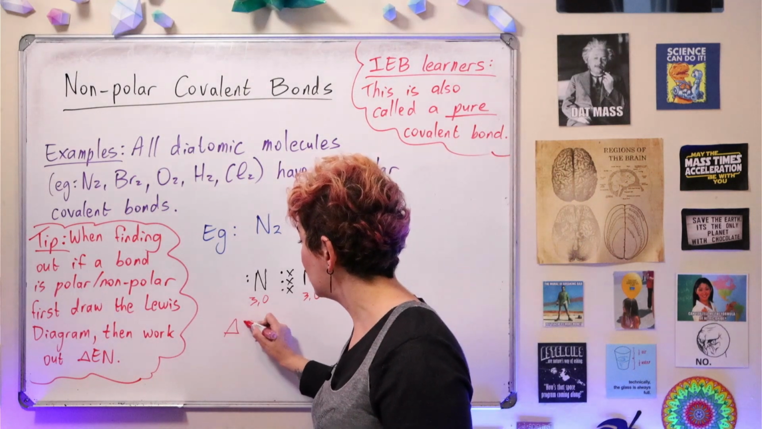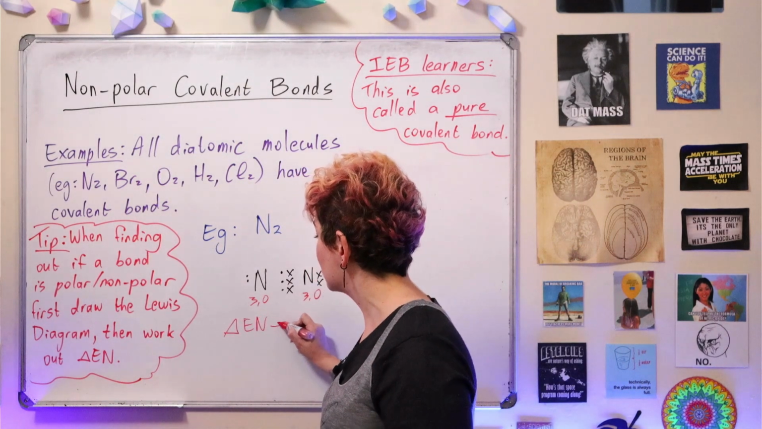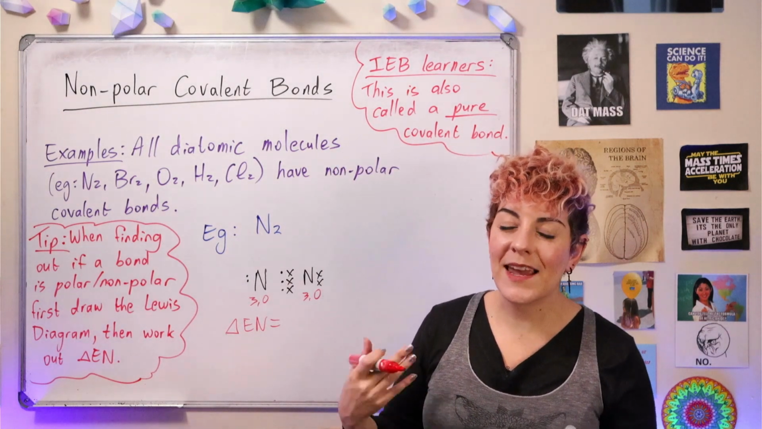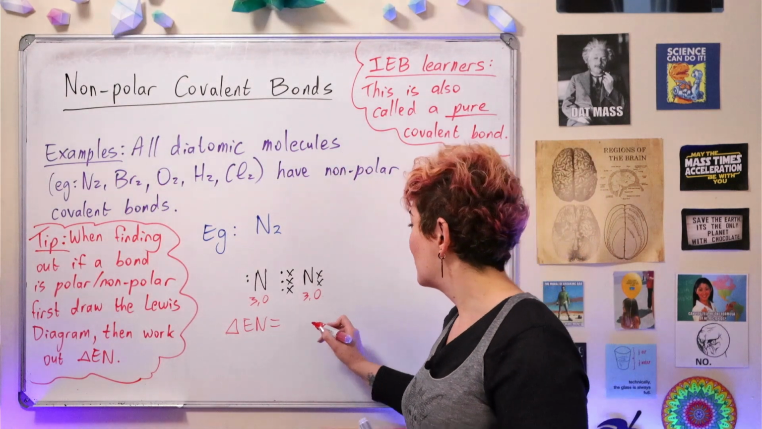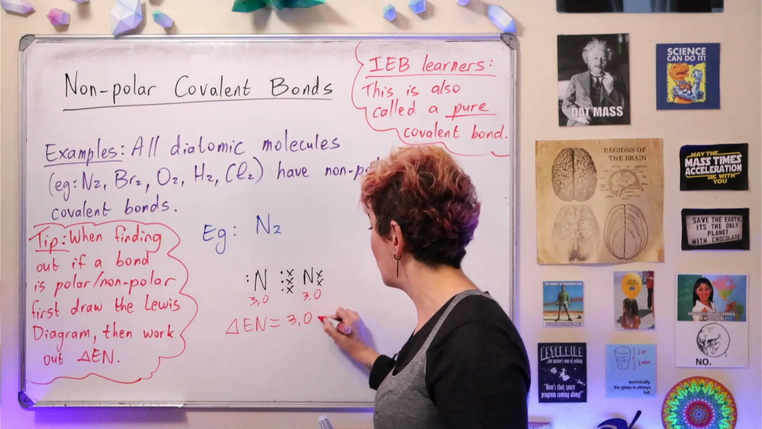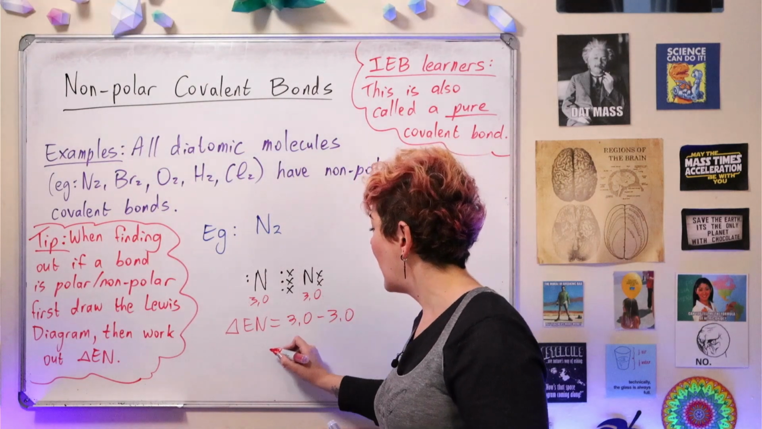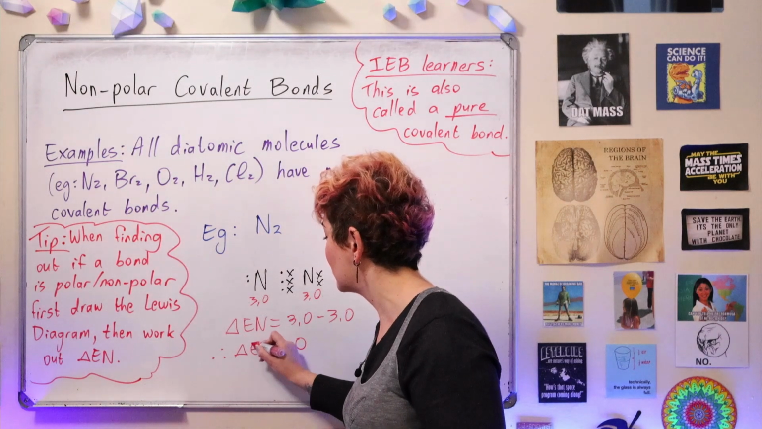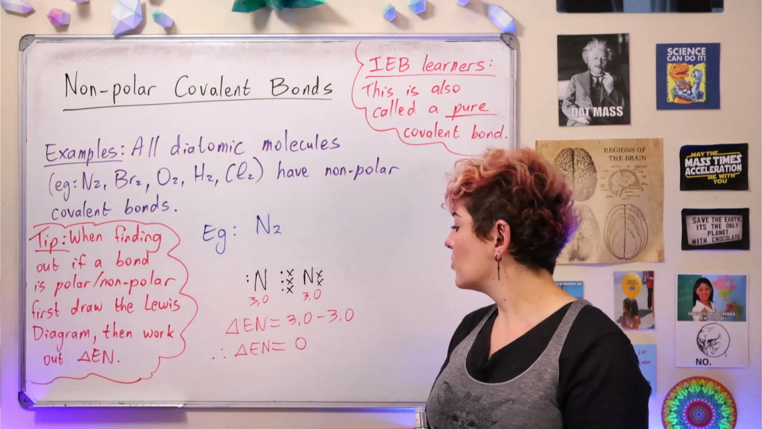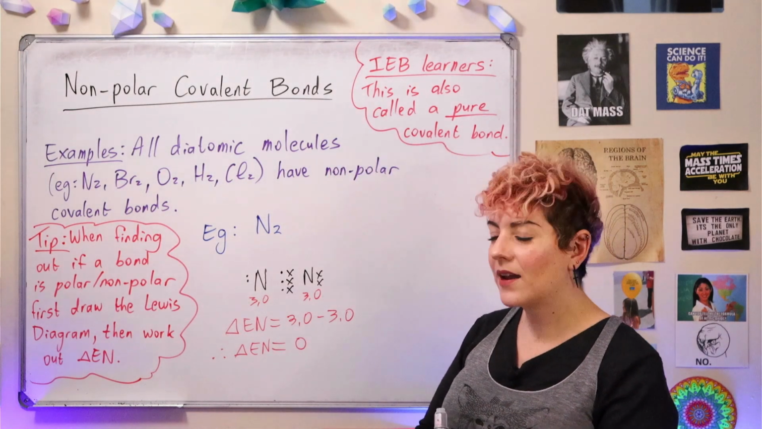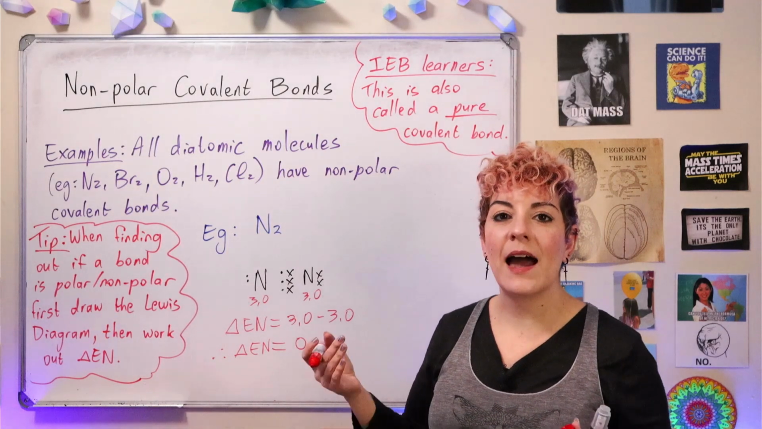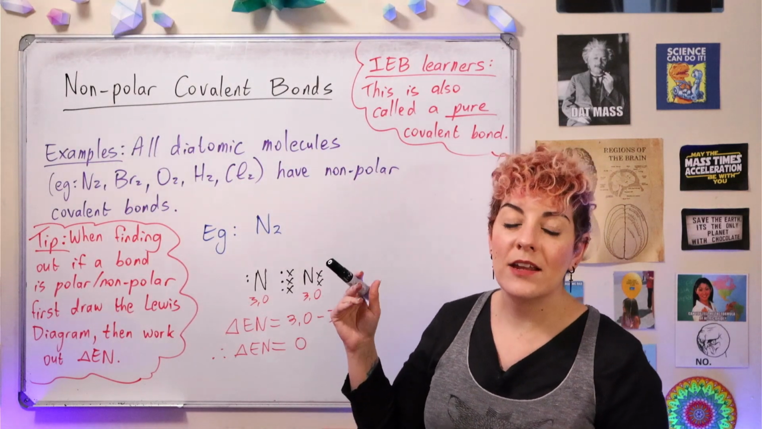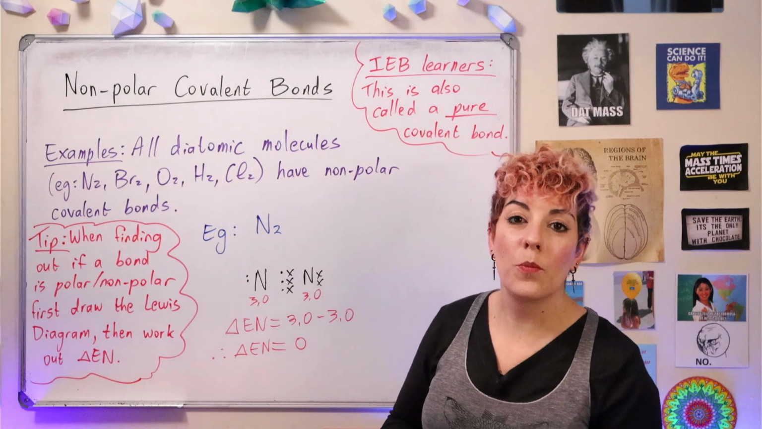So now delta EN, in this case, I can't say bigger minus smaller number. It's the same number subtracted by itself. So it's going to be 3,0 minus 3,0. And that gives me an electronegativity difference, delta EN, equal to 0. Okay. Now that is our reasoning for saying that the bond is a non-polar covalent bond or pure covalent bond.